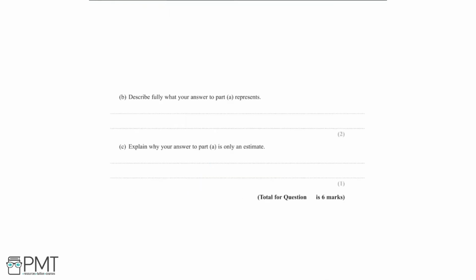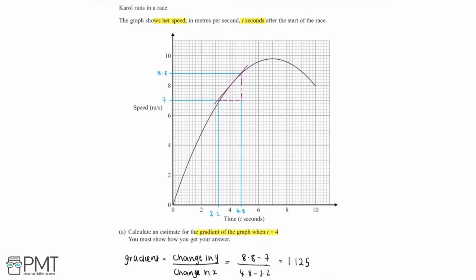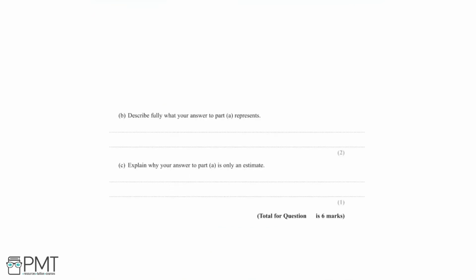In part B, we were asked to describe fully what our answer to part A represents. Now let's take a look back at our graph. And so our answer to part A is the gradient, which is the change in y divided by the change in x, which is the change in speed divided by the change in time. And so the change in speed divided by the change in time is equal to the acceleration. And so looking at part B, we can say that part A represents the acceleration at the point where t equals 4, which means the acceleration 4 seconds after the start of the race.